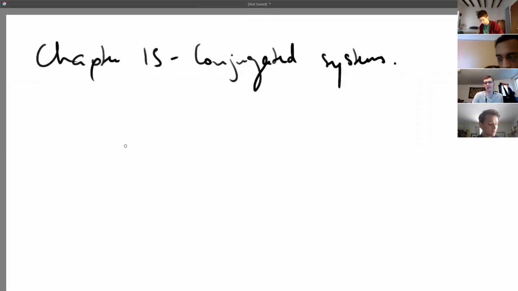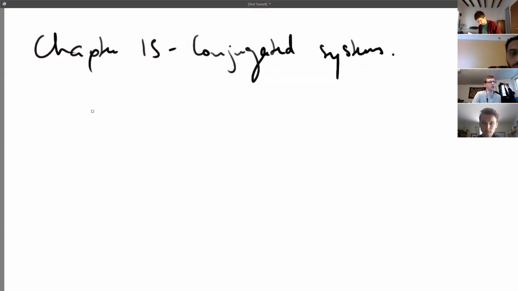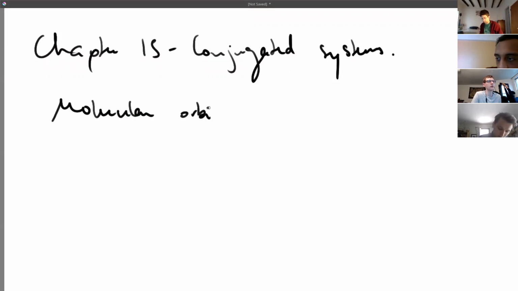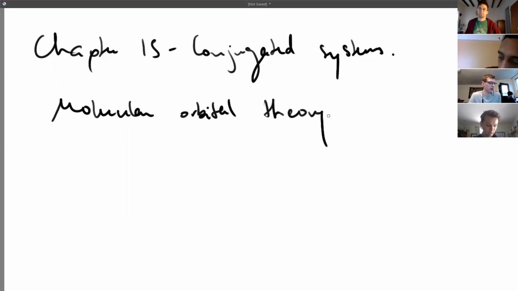And when it comes to conjugated systems, in terms of doing reactions, a really important thing is to know about molecular orbital theory. My handwriting is being a bit messy today. So molecular orbital theory, right?